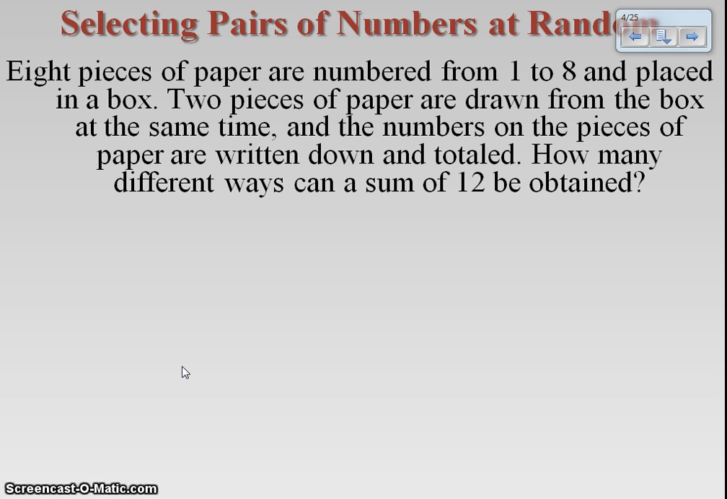Now what if the problem has changed ever so slightly, but this time when the two papers are drawn, they're drawn at the same time. In other words, you pick 1 out and then you don't put it back, so there are only 7 possibilities the next time, if you will. So now how many times can we get a 12?